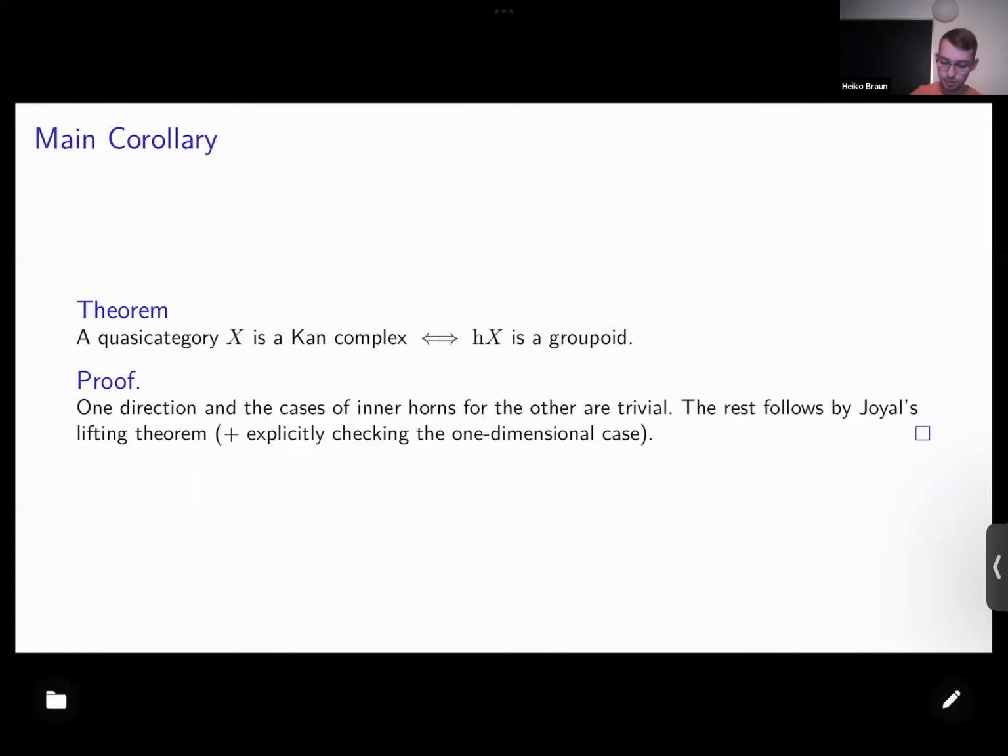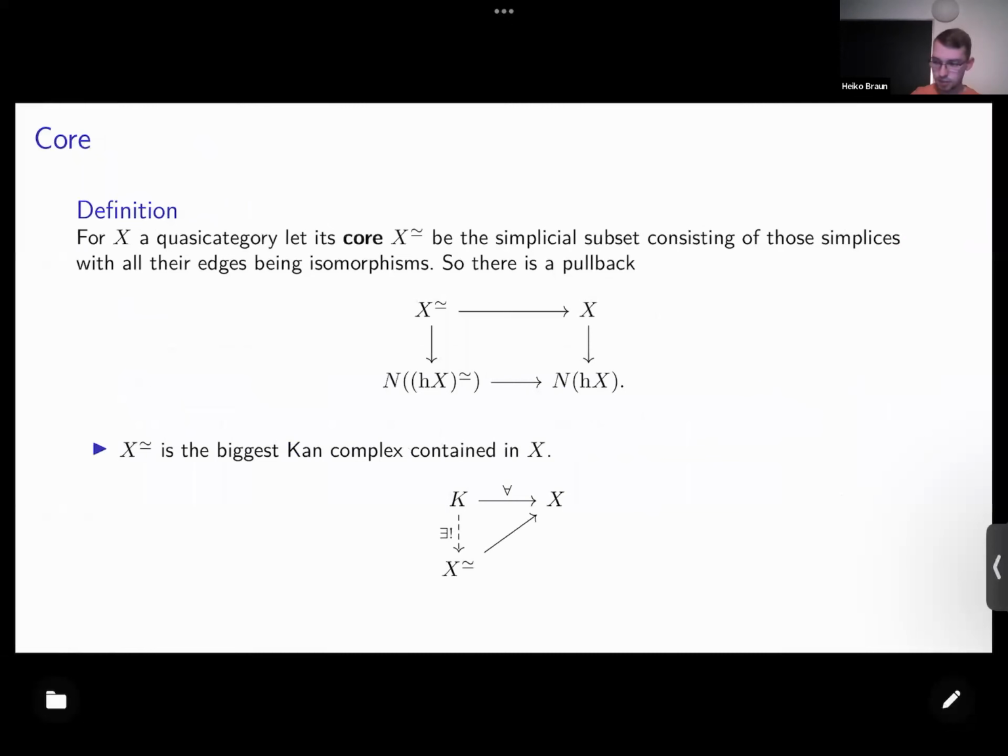Okay, and now another application. Not a corollary, first a definition. After that, an application. Namely, we define what the core of a quasi-category should be. Usually in ordinary categories, one can consider the core, and this is just taking the maximal subgroupoid, right? And now we're doing essentially the same thing. So we consider the simplicial subset that consists of all simplices with all edges being isomorphisms.